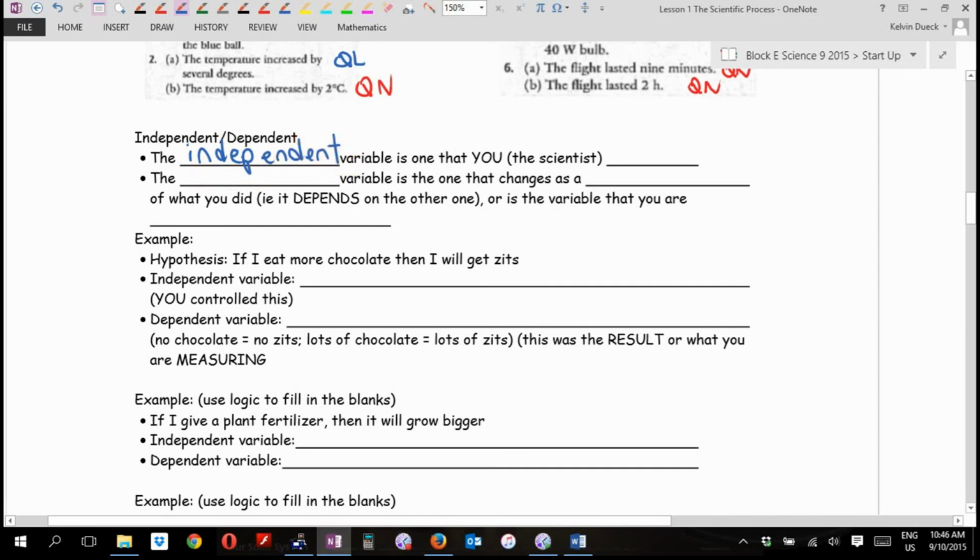Independent. Grace, is my handwriting big enough for you to read back there? Okay. I know the typing is, but it's my handwriting that's the issue.